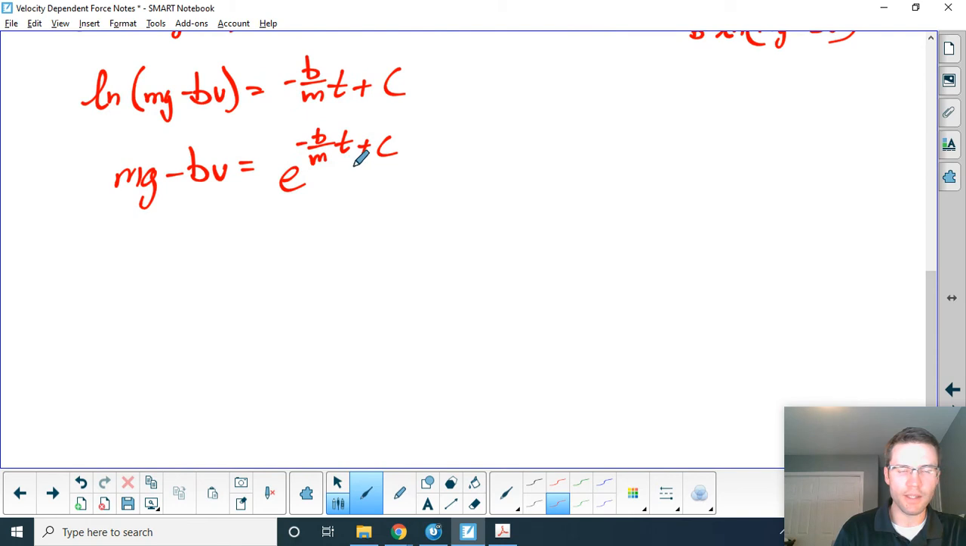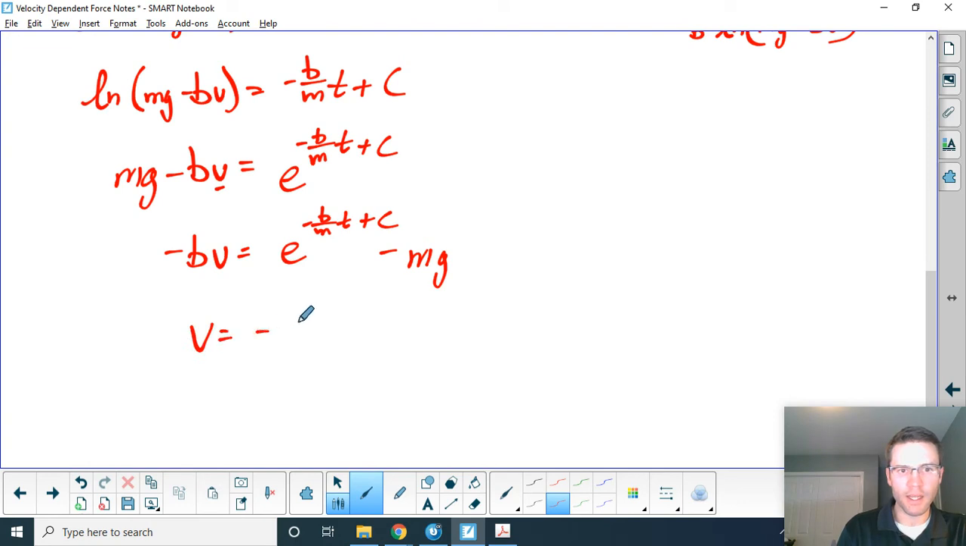And I'm going to separate this out again here. Let's do this first. So let's get v by itself. We want to solve for velocity as a function of time, so we're going to get v by itself here. So I'll subtract mg, so bv equals e to the negative b over m t plus c, minus mg, and then I'll divide by negative b. So I get negative 1 over b, e to the negative b over m t plus c, plus mg over b.